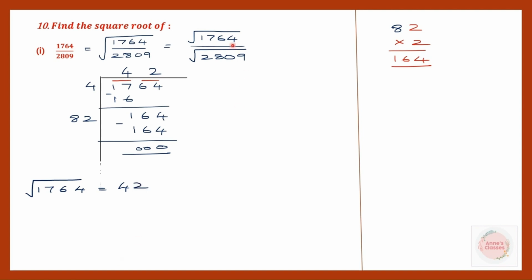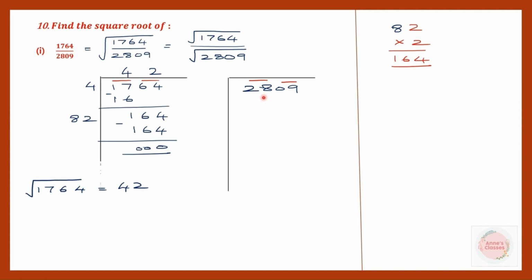Okay, so we finished finding the square root of this. Now let's find the square root of 2809. So let's get our number lines drawn, and now 2809. We're going to find the square root. First, let's pair it up from here.